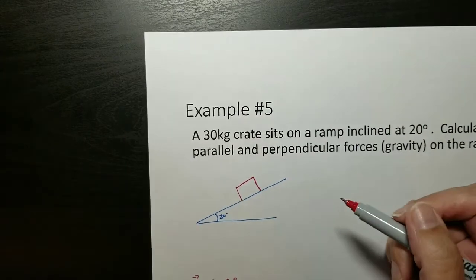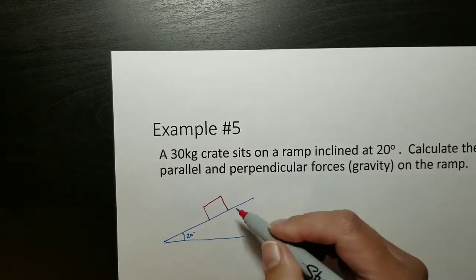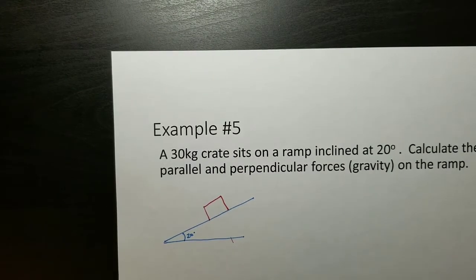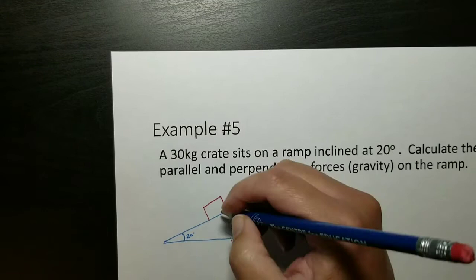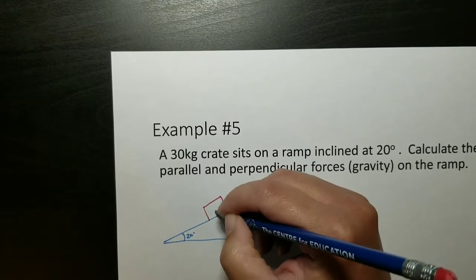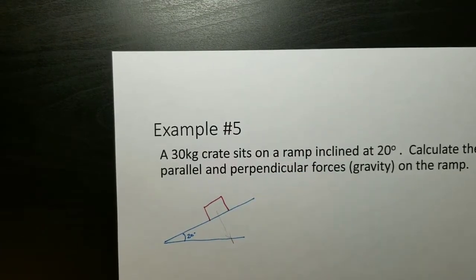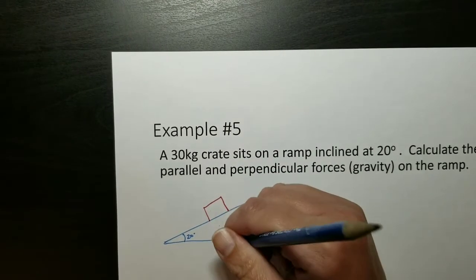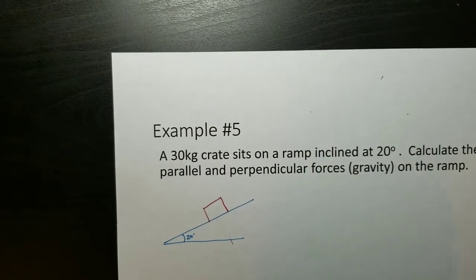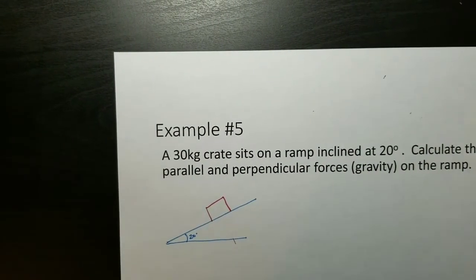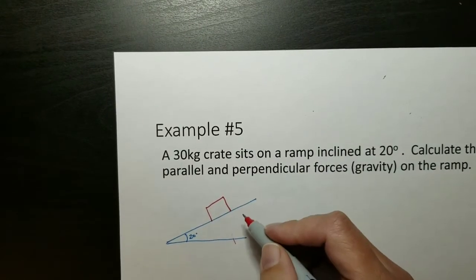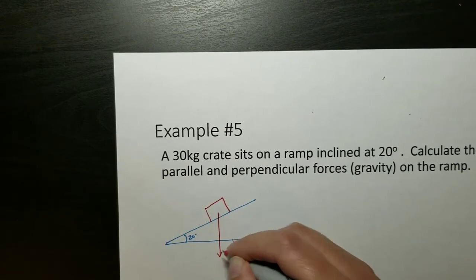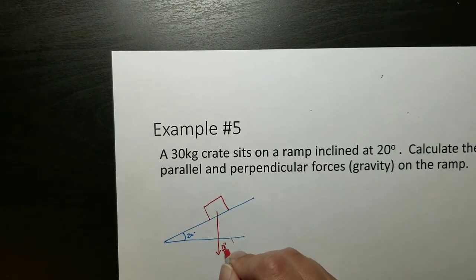Now, the trick with things on ramps is that I think a lot of people want to draw gravity going that way, because that's kind of what it's sitting on. There's an instinct to draw gravity like that because it's being held down. But that's not how gravity works. Gravity always goes straight down. You're never going to draw gravity any other way except straight down. So I'm going to draw the force of gravity going straight down.